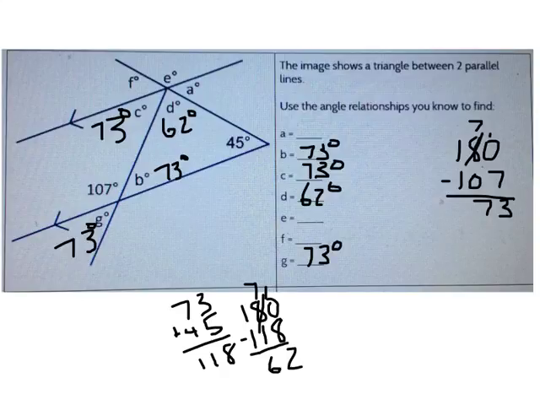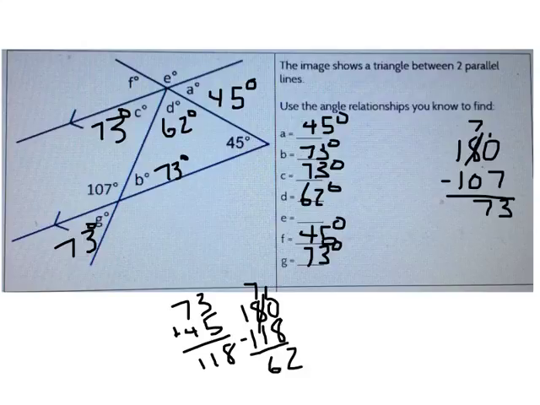I can solve for angle A in one of two ways. I know that angle A is on a straight line with angles C and D. I also know that angle A is an alternate interior angle to 45 degrees. That means angle A is equal to 45 degrees. Angle F is vertical to angle A. That means those two angles are congruent. So F is also 45 degrees.